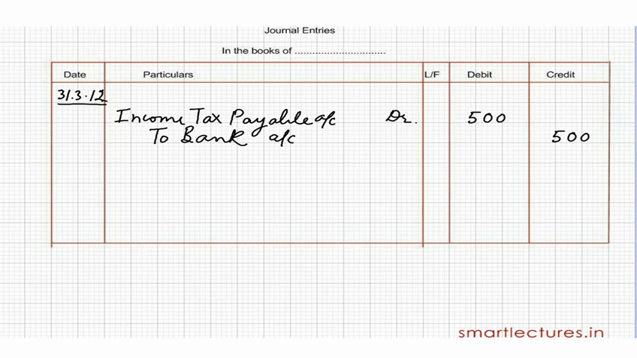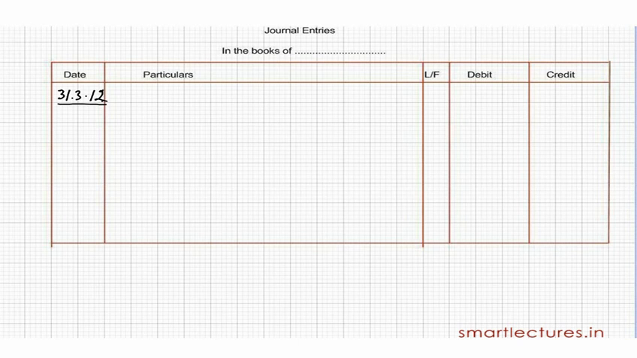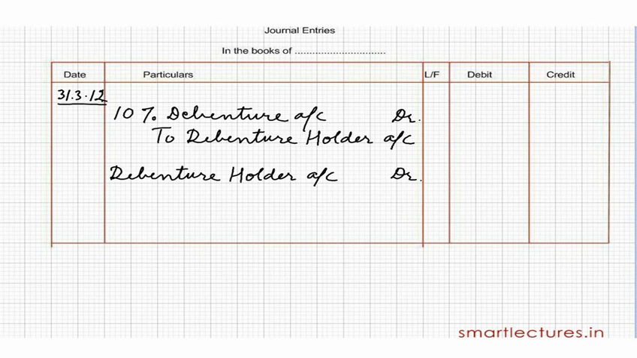One thing more. Today is the due date of the debentures. We have to redeem the debentures. We have to repay the money of the debenture holders. So the journal entry will be 10% debentures account debit to debenture holders, and debenture holder to bank account. And the amounts will be 1 lakh rupees.